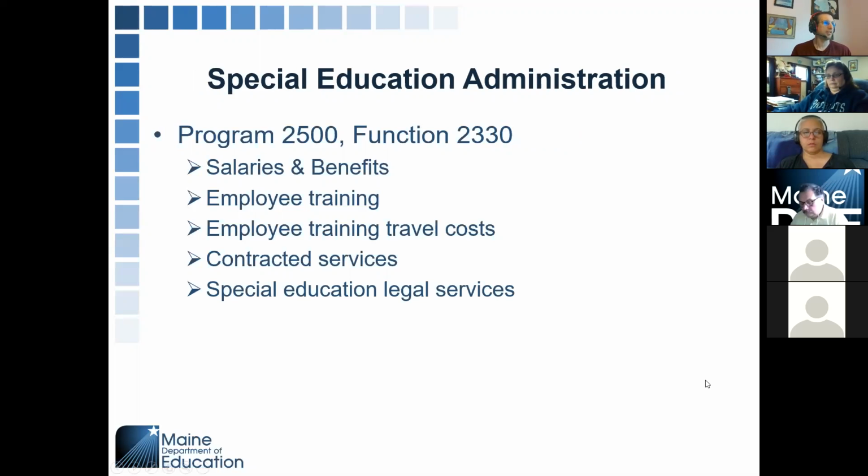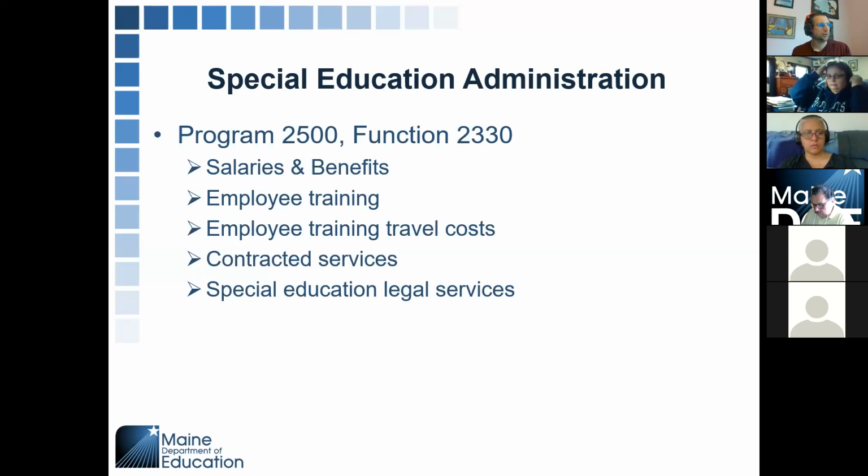And then within special ed, we also have administration specific to special ed. That's done with program 2500 and then function 2330. And it's very similar to the other costs within special ed that we pick up.